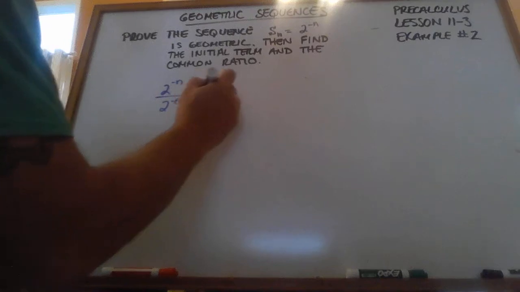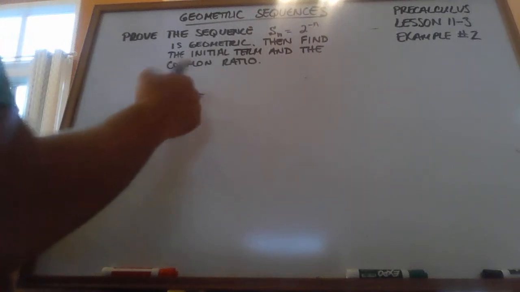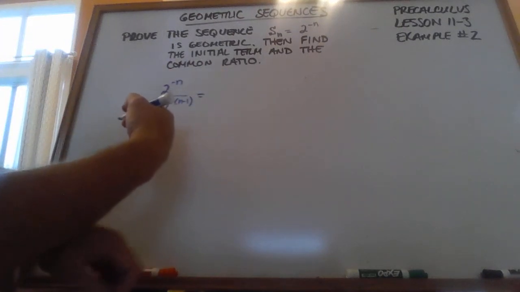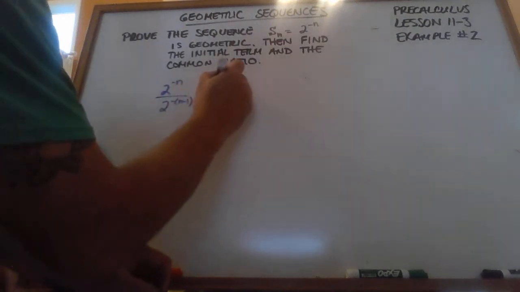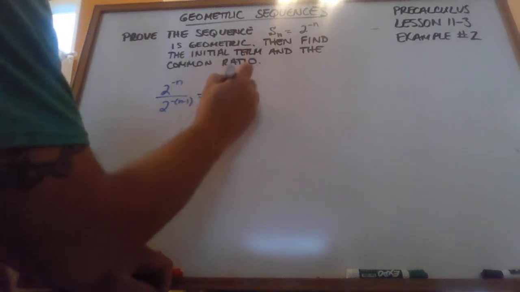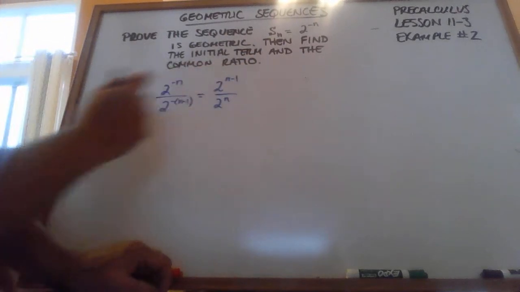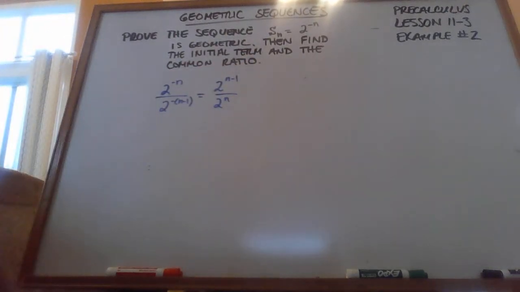So I would probably clean this up. Remember, 2 to the negative n, the negative power means flip it to the bottom. And in this case, if it's on the bottom and it's a negative power, it means flip it to the top. So this is equal to 2 to the n minus 1 divided by 2 to the n.